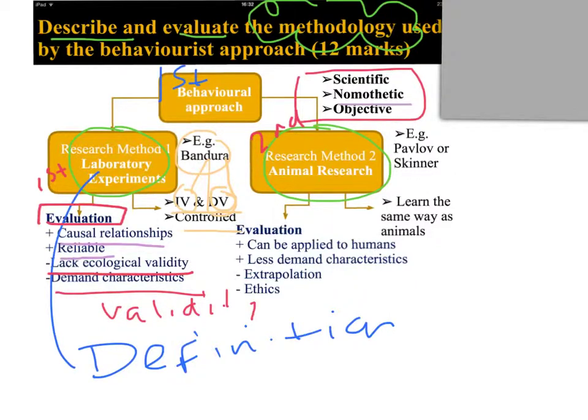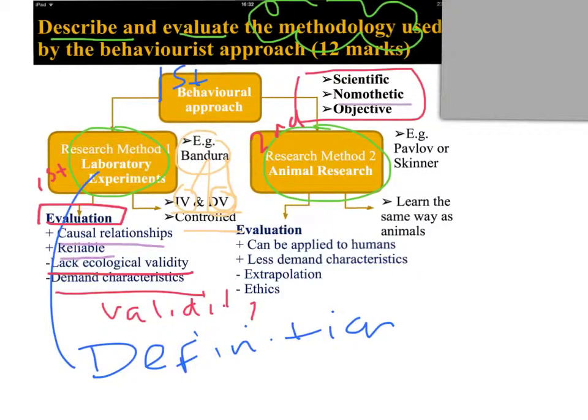experiments. So tracking back, once we have defined laboratory experiments, given our example, we really need to present one strength or one weakness, preferably two, where we explain what the problem is and why this is a problem. Then we move on to animal research. We do exactly the same.